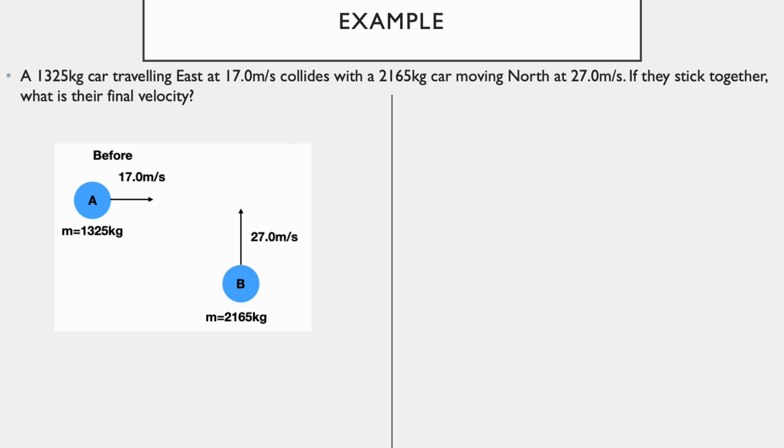So once again, I'm drawing out what's happening before and what's happening after. Before, we can see that we have object A traveling at 17 meters per second with a mass of 1,325 kilograms, while object B is traveling north at 27 meters per second with a mass of 2,165 kilograms. Afterwards, they're stuck together, traveling at an unknown angle at an unknown rate.